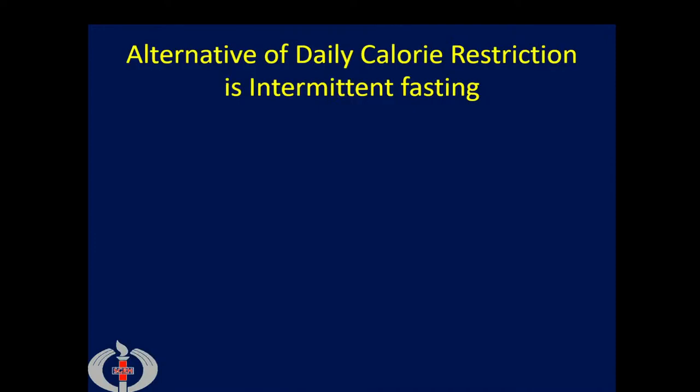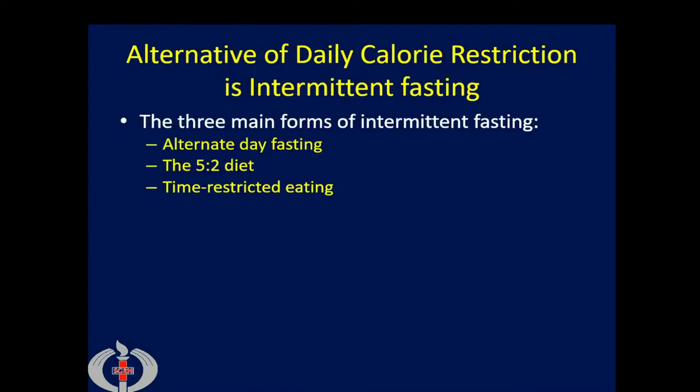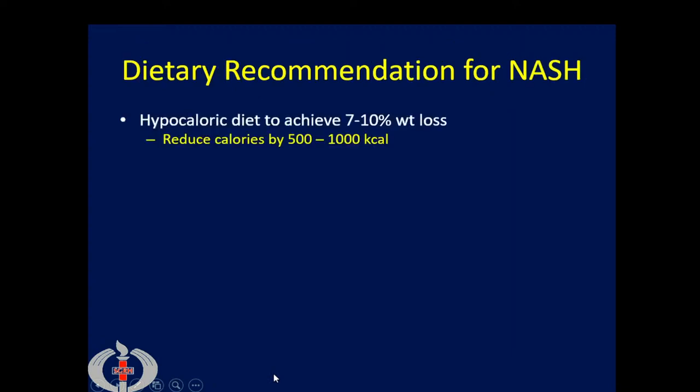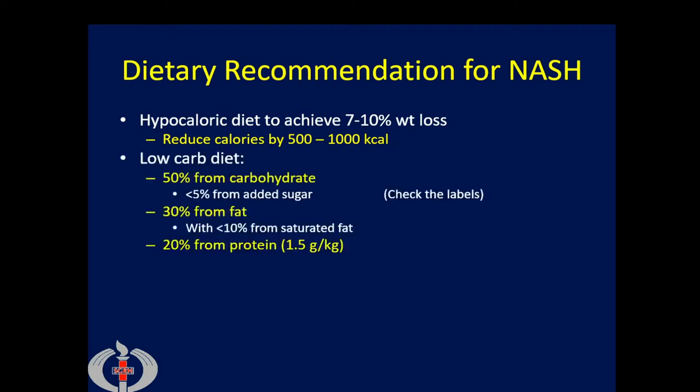And the alternative to daily calorie restriction is intermittent fasting. And there are many types like alternate day fasting, 5-2 diet, which you can find from anywhere. And we can expect 3 to 8% weight loss with intermittent fasting. And some studies have shown that intermittent fasting can lead to reduction in blood pressure, also improvement in dyslipidemia, and improvement in insulin resistance.